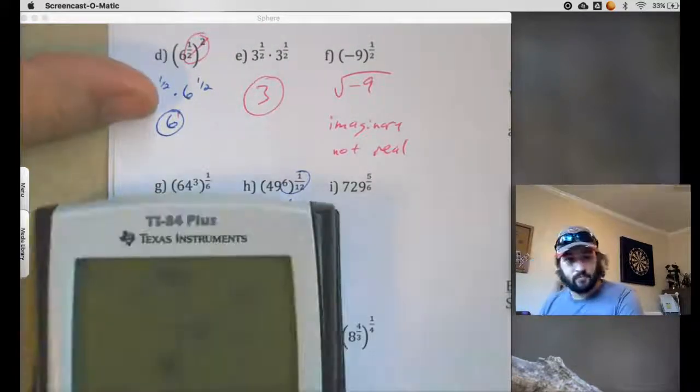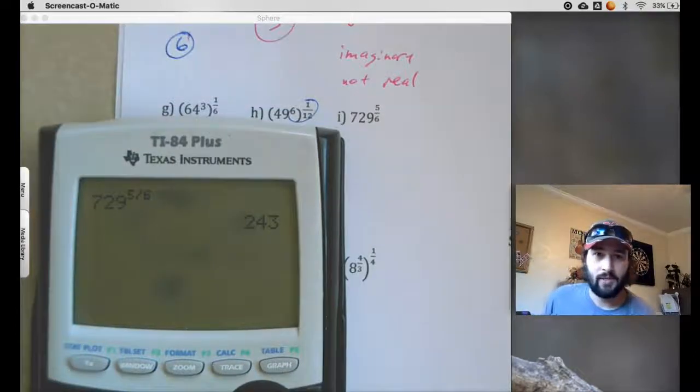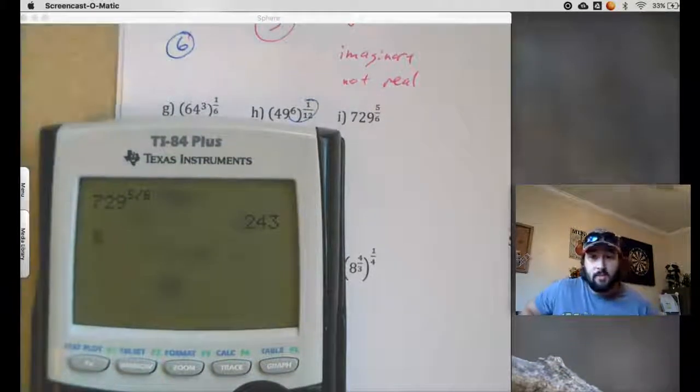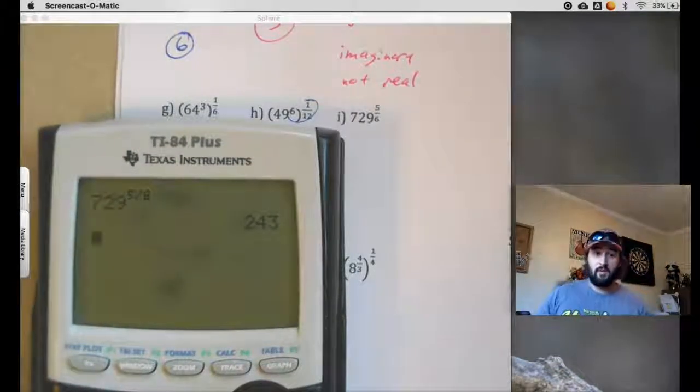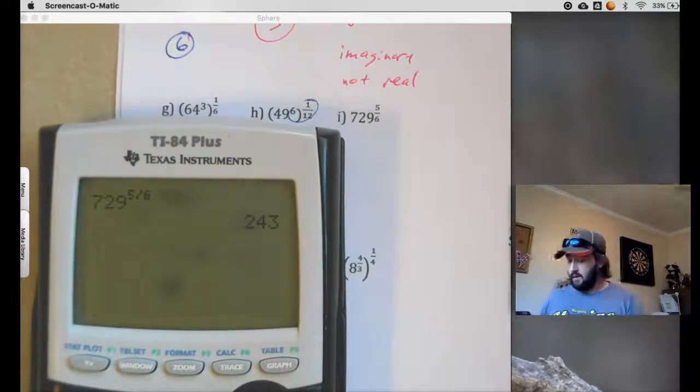You could probably just type in 729 to the, what are we doing? 5 divided by 6, 5 divided by 6. Whoa, look at that, it's 243. So you could even check these in your calculator. If it doesn't work for you, you should be able to check them. But just know, especially if you're going pre-AP track, these are ones that you're going to have to do without a calculator. I just wanted to check that 729 was 3 to the 6th. Look at that, it is.